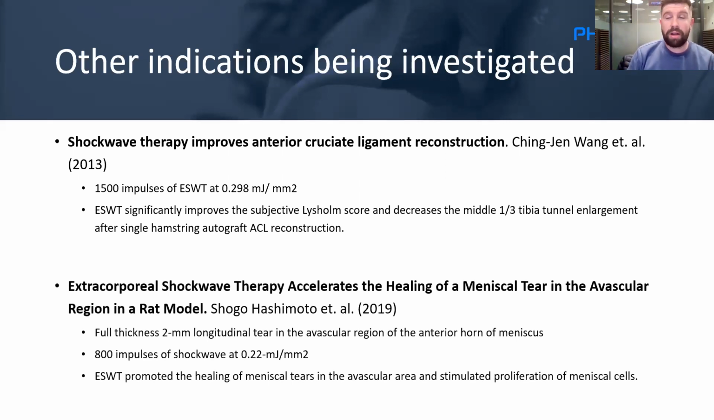And then what I find really interesting, and it's something that's discussed a lot in sport and also a lot of private clinics, is the application of Shockwave for meniscal tear. So there's an animal model, a rat model. They did a 2 millimeter tear into the anterior horn of the meniscus, delivered one treatment of Shockwave, and it showed full histological repair. And it stimulated proliferation in those cells. So it's quite interesting that this is an avascular area and it stimulated full repair.